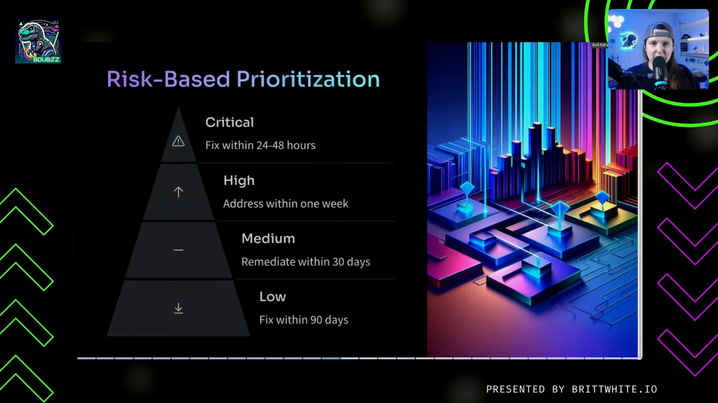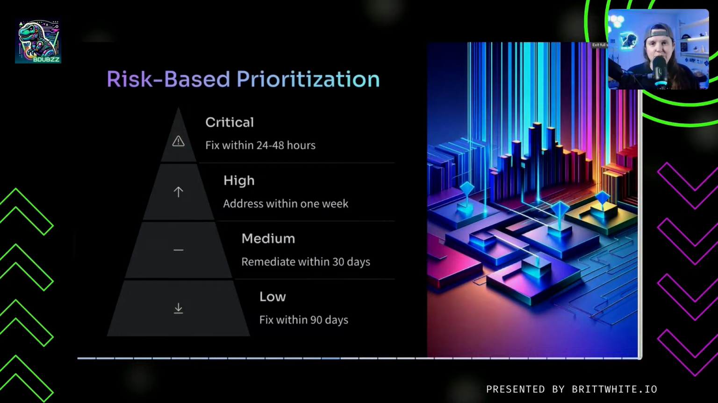We can use a risk-based prioritization framework to handle these issues. Critical issues pose direct threats to core systems or data, like exposed passwords or critical vulnerabilities. These should be remediated within 24 to 48 hours, no exceptions.